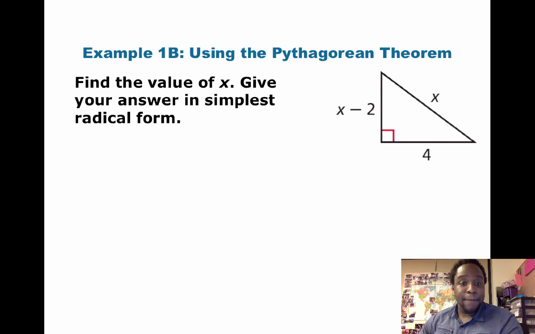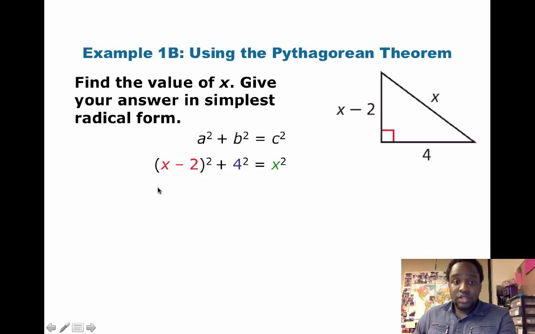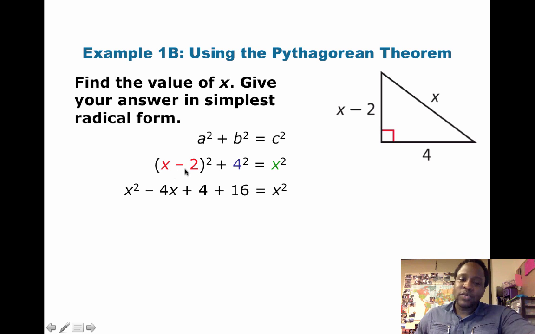All right, example 1b. Find the value of x and give the answer in simplest radical form. All right, so this time we have 2 x's. So it's going to be a squared plus b squared equals c squared. So (x minus 2) squared plus 4 squared equals x squared, because x in this case is the hypotenuse. All right, so we're going to have to expand this (x minus 2) to get x squared minus 4x plus 4. Remember, we can't just do x squared minus 4, because this is (x minus 2) times (x minus 2).